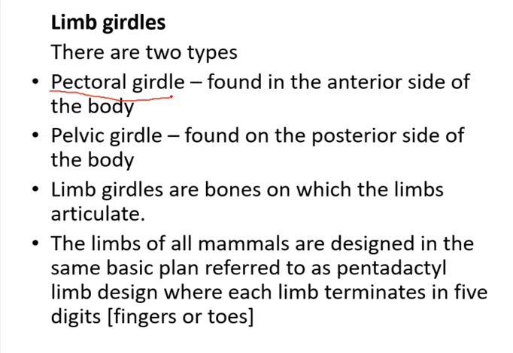The limb girdles are bones on which the limbs articulate, and the limbs of all mammals are designed in the same basic plan, referred to as the pentadactyl limb design. Penta means 5, and each limb terminates in 5 digits, that is the fingers or toes.